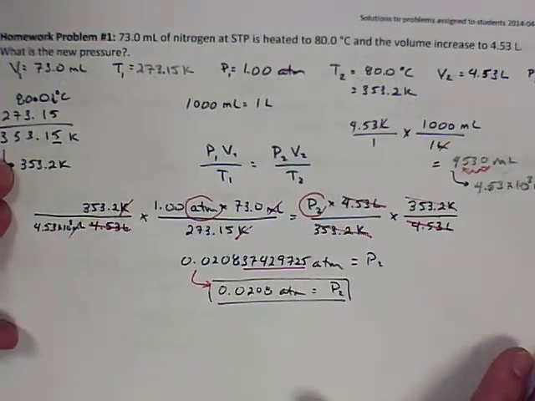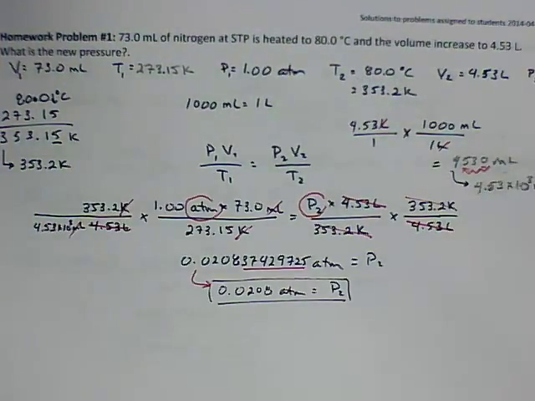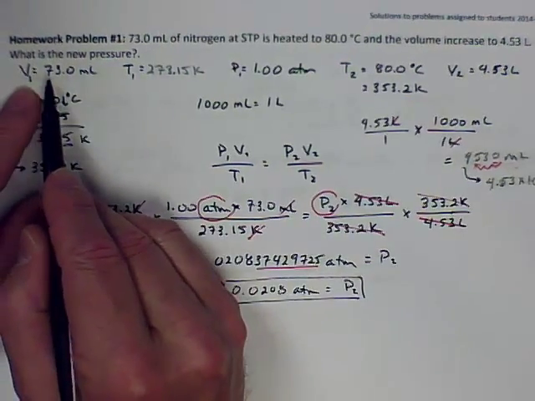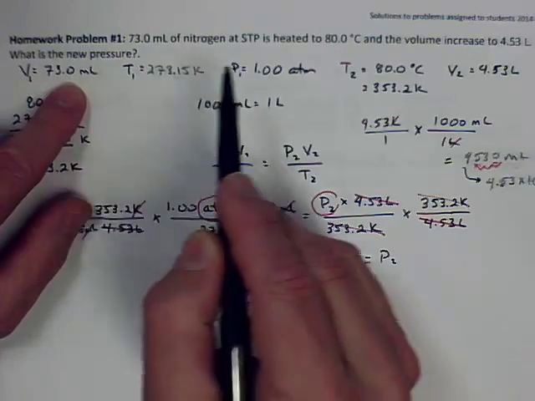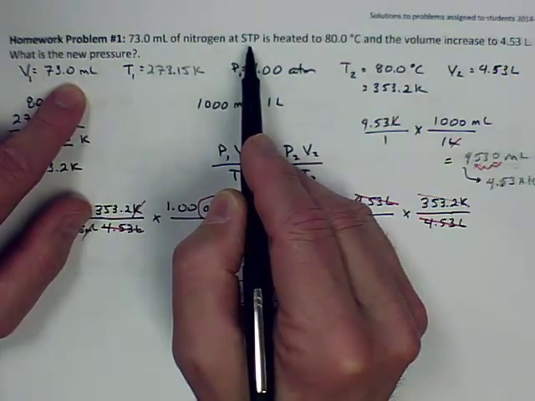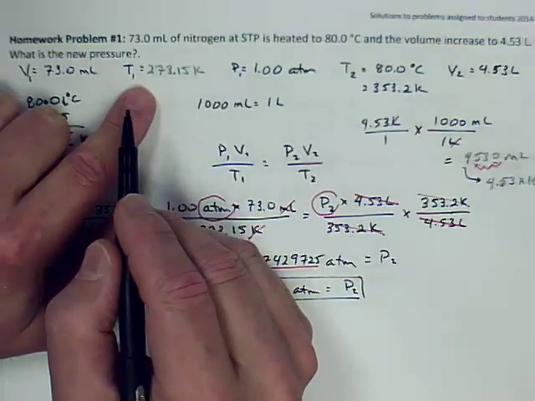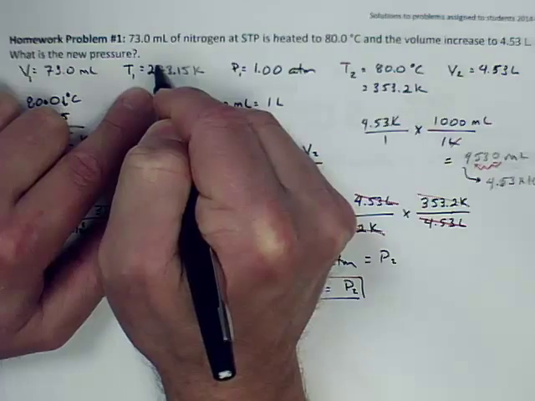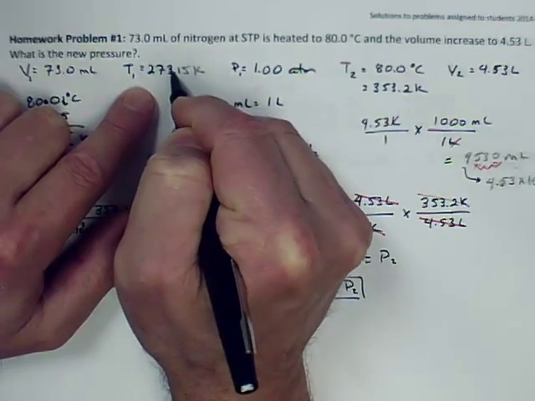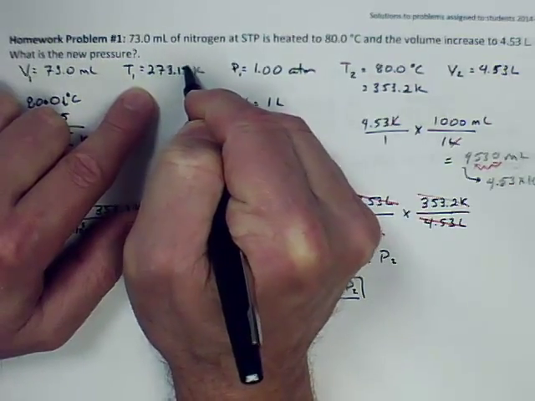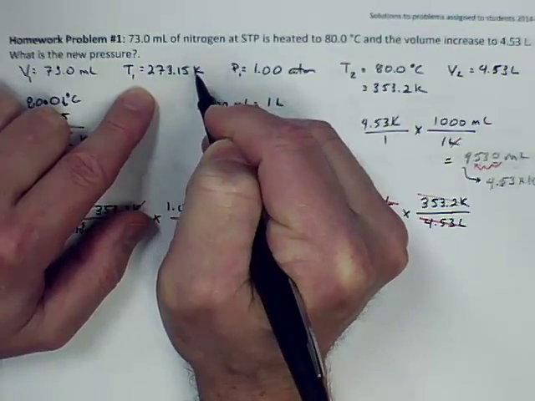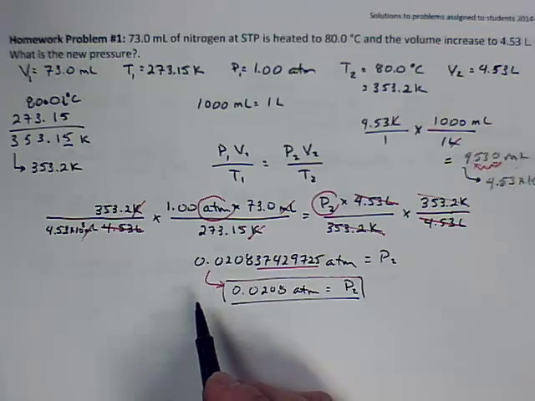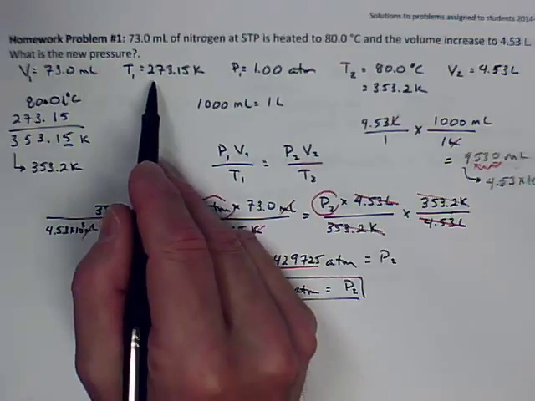Alright, so for this problem then, 73.0 milliliters of nitrogen is at STP. So I've written down volume equals 73.0 milliliters. STP is standard temperature and pressure. Standard temperature is 0.00 degrees C, but you can't use temperature in degrees C when you're doing gas law problems. You've got to convert it into Kelvin, and 0.00 degrees C is equal to 273.15 K, and that's what I've listed right here.